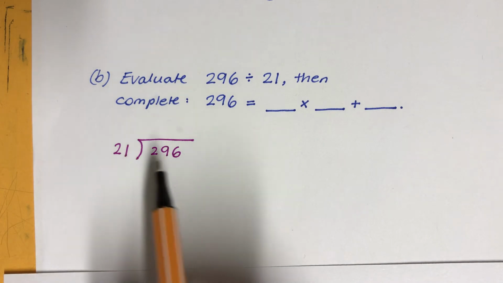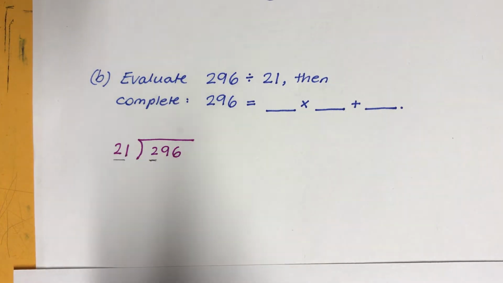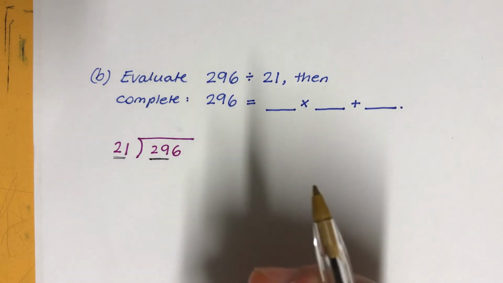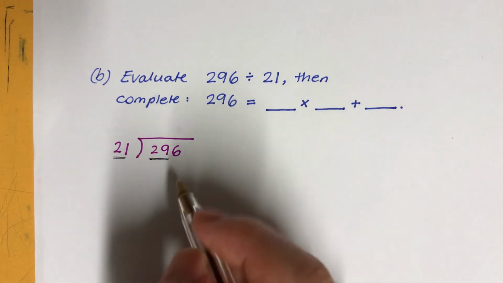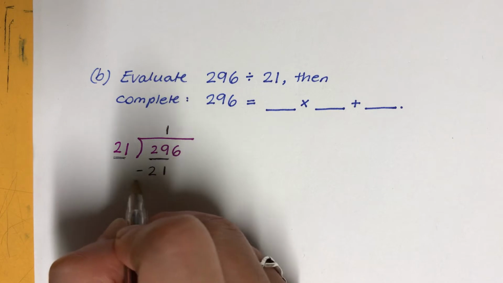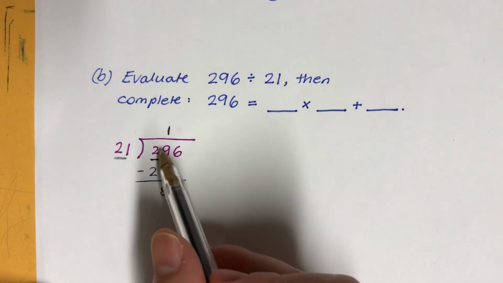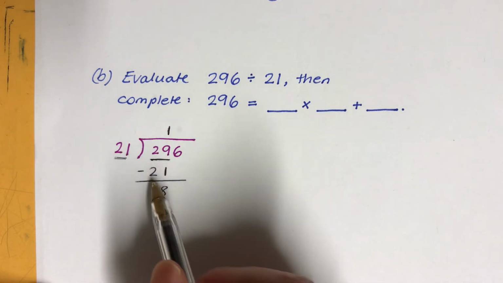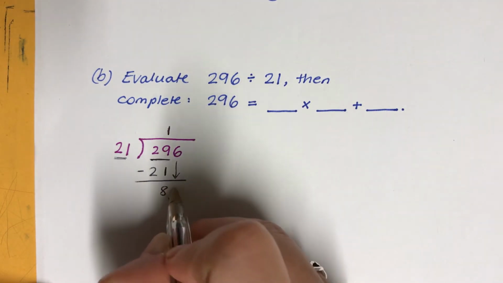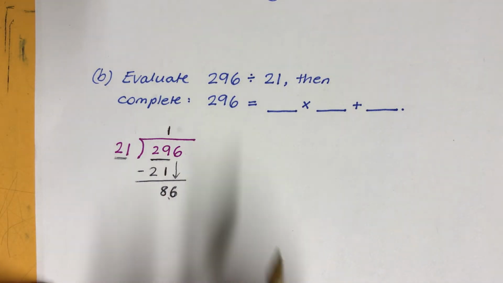So let's solve this. Now, let's have a look at 21 and 2. Well, 21 can't go into 2, so I'm going to have to look at 29 now. 21, of course, it's going to go in once, isn't it? So I'm going to take 21 away. 29 take away 21 is 8. But 21 can't go into 8. So I need to move this number down, and this 8 becomes 86 now.